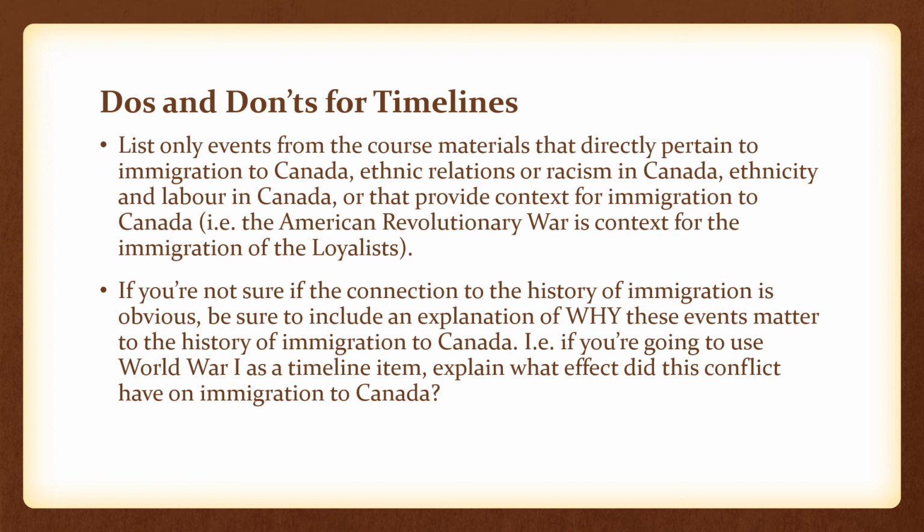Make sure that you only list items that directly pertain to immigration, ethnic relations or racism, ethnicity, and work in Canada, or that provide context for one of those things. For example, in the Isiju reading, he talks about how the American Revolutionary War is context for the immigration of the Loyalists. If you're not sure of the connection to the history of immigration, make sure you explain it. If you're going to use the American Revolutionary War, you need to explain that it's relevant because it caused the Loyalists to come to Canada.